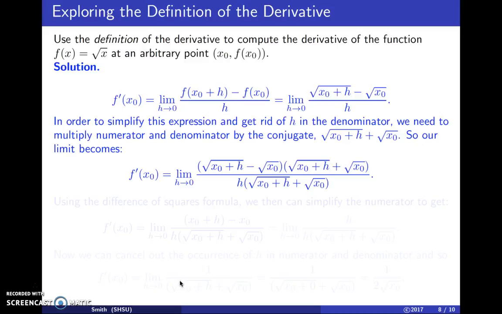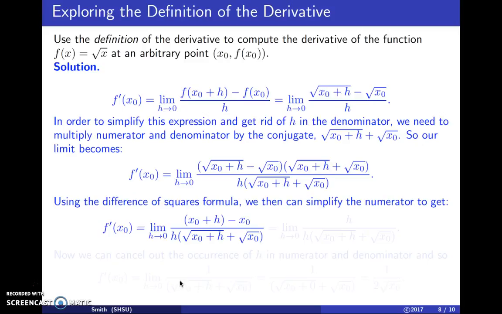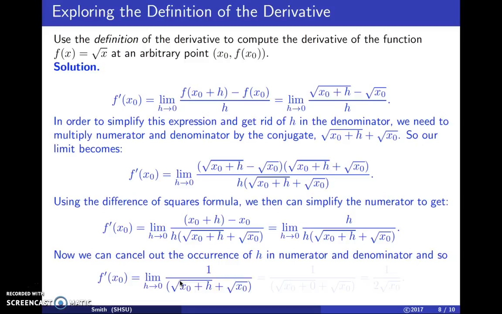And if you understand the idea of conjugate, we're going to get the difference of squares formula. And so the numerator becomes, the square roots go away in the numerator. We have x naught plus h minus x naught. And that simplifies to h. But what is our goal here? Our goal is to get rid of h's in the denominator. Well, now we have an h in the denominator and in the numerator, and those two will cancel. And so we get this expression.